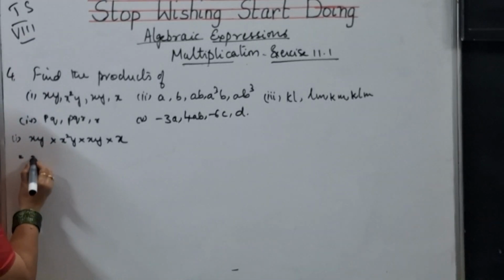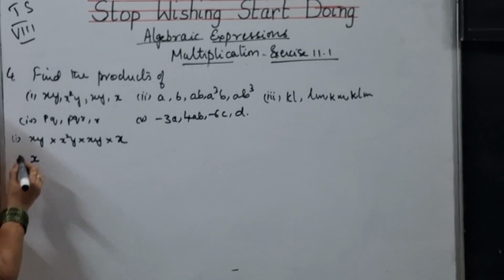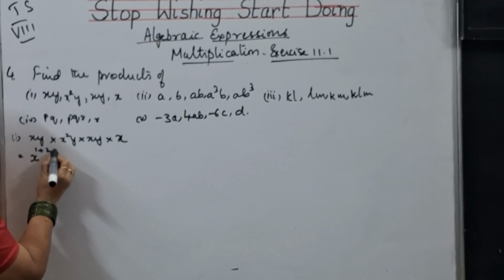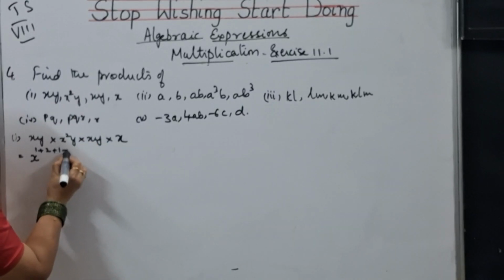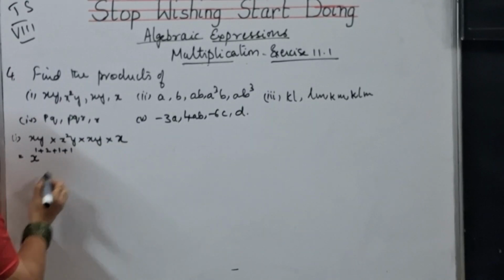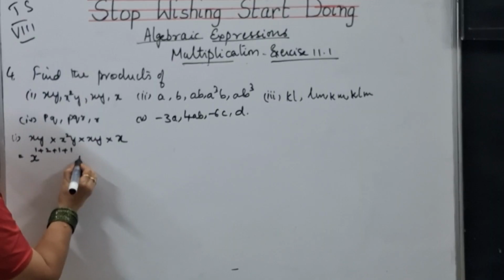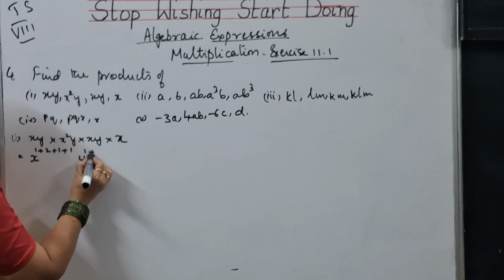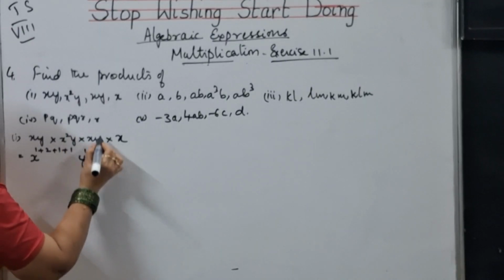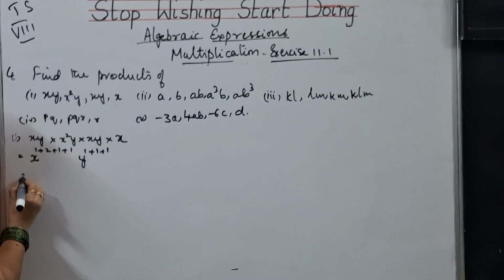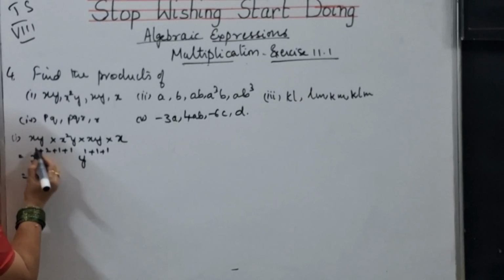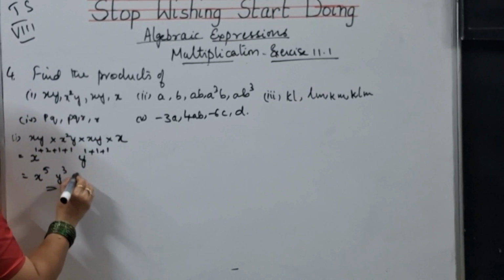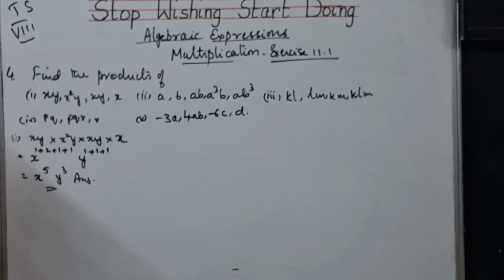So let us see how many x's are there. This has power 1, plus this has power 2, plus this has power 1, plus this has power 1. Into y: y has power 1, plus here also power 1, plus here also power 1. That means x to the power of 2, 3, 4, 5 into y cube. This is the answer for this problem, children.